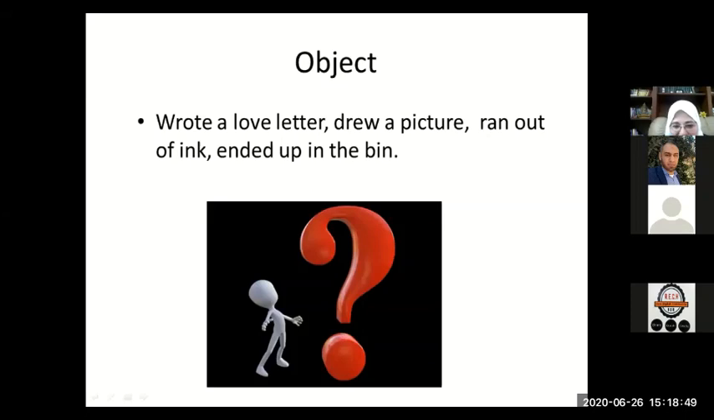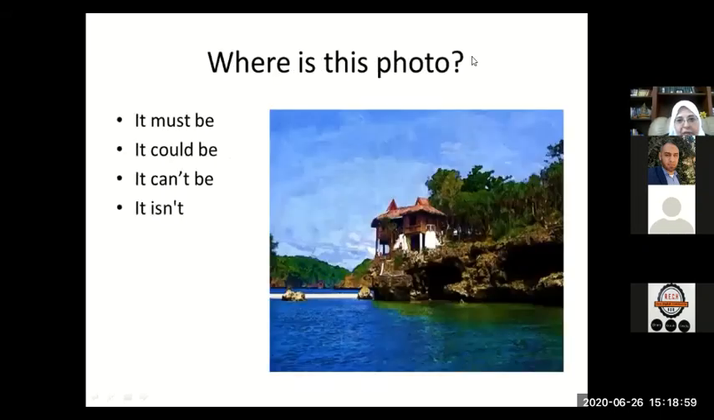Yes, okay. Okay, very good. So you got the idea. You could use any tense, by the way. Here I'm just practicing the past simple tense, but you could use any of the tenses. Here you can bring a photo and ask them, where is this photo? And try to elicit, must be, it could be, it can't be, it isn't, and so on.